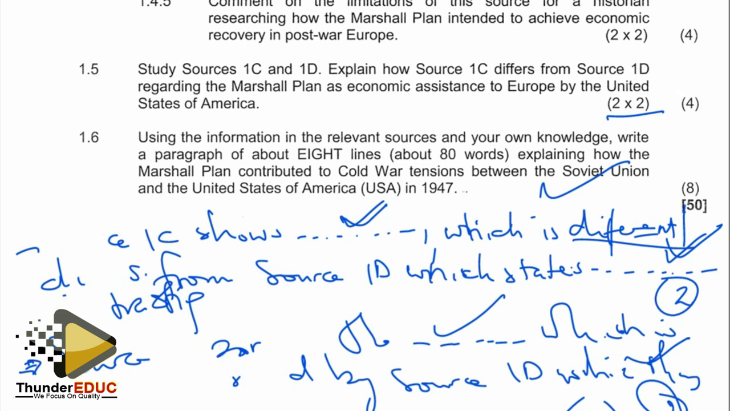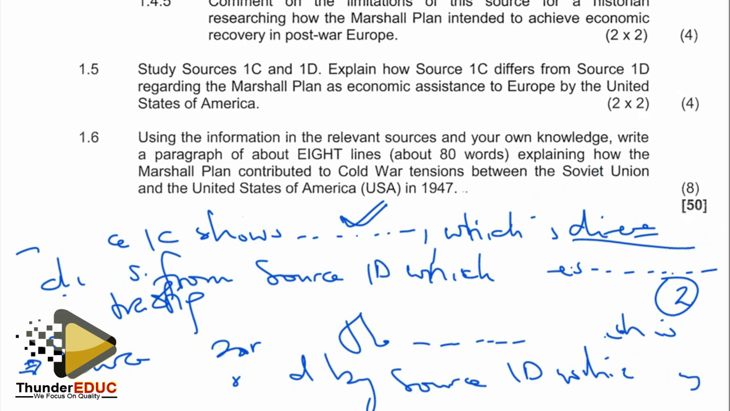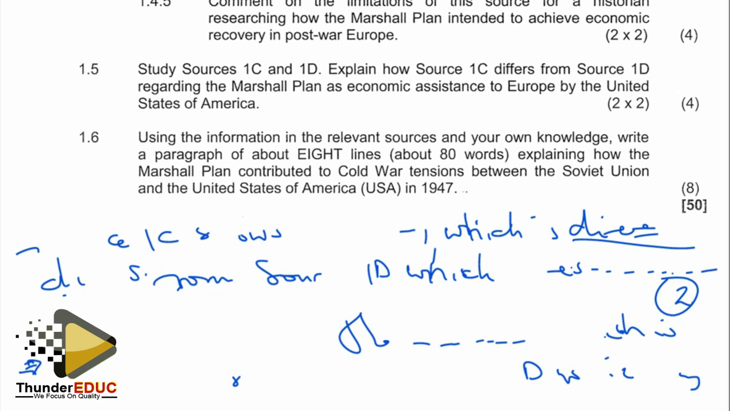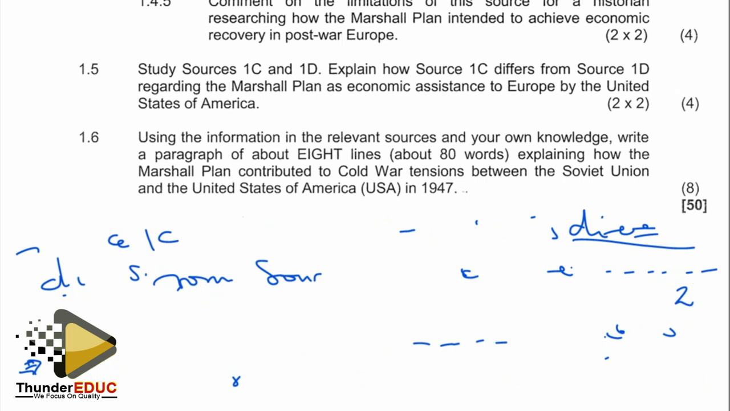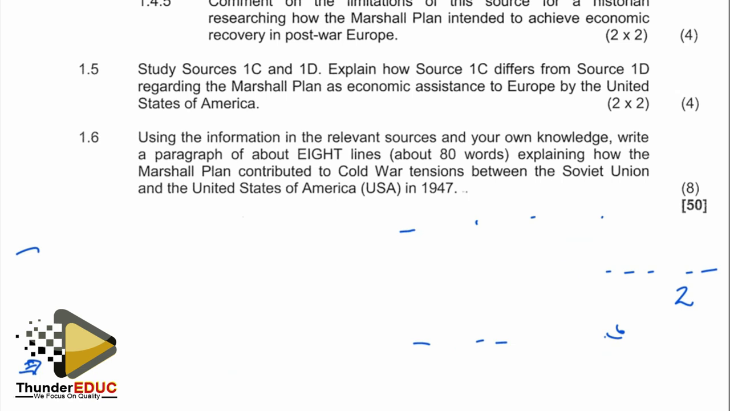So let's quickly go to the responses. The possible responses that we can give to that question: the first difference. We can say source 1C shows the Marshall Plan as the new light in the West, which differs from source 1D, which says the Marshall Plan was an intervention in internal affairs of European countries and giving them direction.